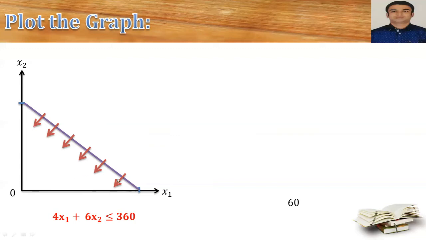So here the feasible area for the first line is on or below the line, meaning toward the origin point.